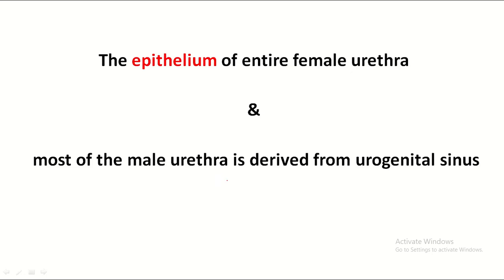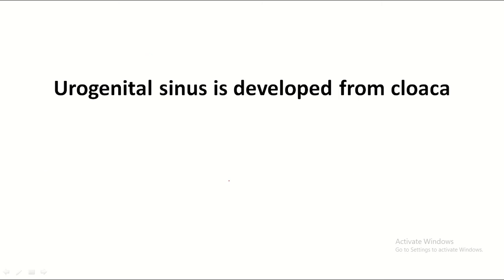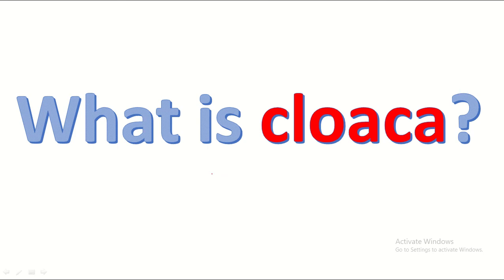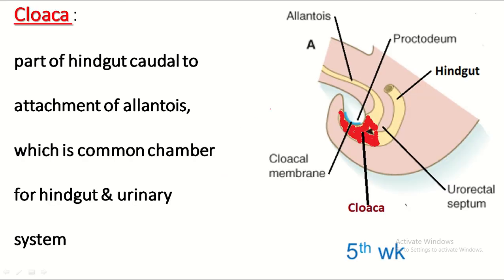The epithelium of interior female urethra and most of the male urethra is derived from the urogenital sinus. Urogenital sinus is developed from cloaca. What is cloaca? Cloaca is the portion of the hindgut caudal to the attachment of allantois. So this is allantois, and caudal to the attachment of the allantois, this part of the hindgut is known as the cloaca.